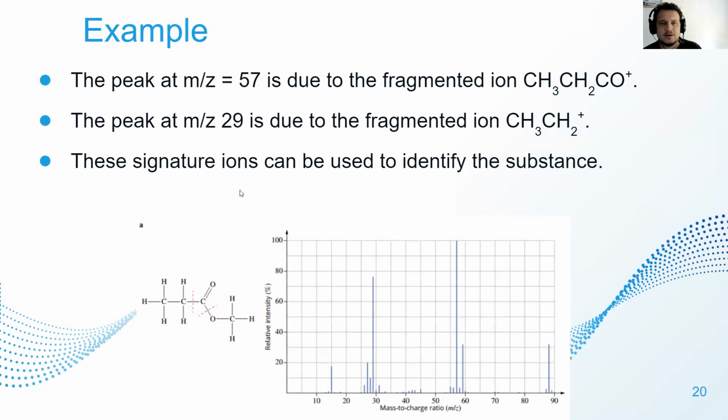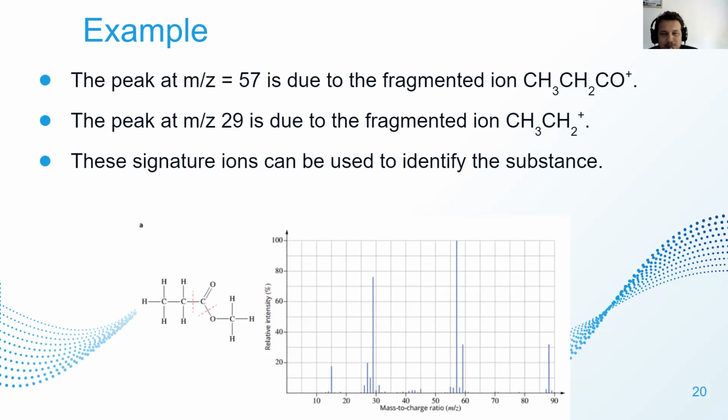Okay. So the whole idea is with this, we can use the fragment fingerprint to identify what the substance is. So I think you're less likely to get a question like this one, where you have to identify an unknown compound only from the mass spectrograph.